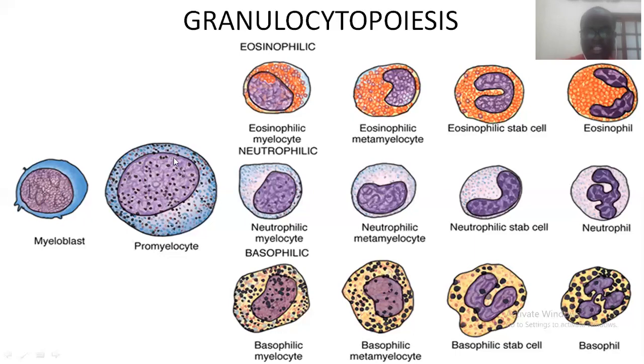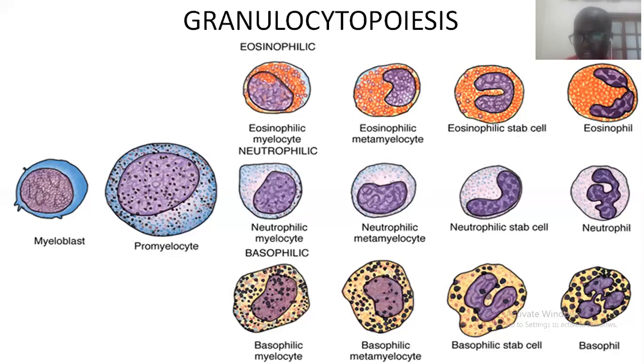So these are the six stages. So you have the first one, second one, third stage. Then the fourth stage, you can see here that the myelocyte is differentiating into the metamyelocyte. So you have an eosinophilic metamyelocyte, you can have neutrophilic metamyelocytes, you have basophilic metamyelocytes. So from the metamyelocytes, it will differentiate into a stab cell. So you have an eosinophilic stab cell. The stab cells, sometimes they're also referred to as band cells. So it can either be called band cells or stab cells. It's just one and the same thing.